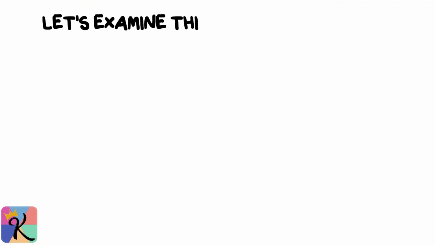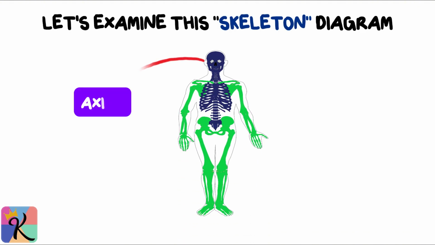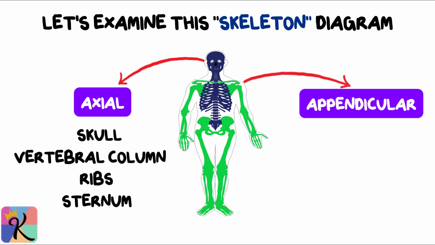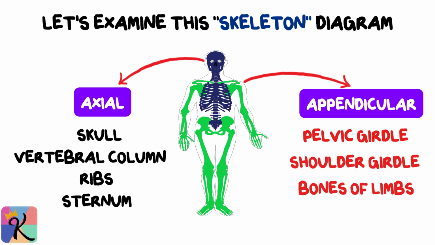Next, let's examine this skeleton diagram. The axial skeleton, colored in blue, includes the skull, vertebral column, ribs, and sternum. Meanwhile, the appendicular skeleton, highlighted in green, consists of the pelvic girdle, shoulder girdle, and all bones of the limbs. These diagrams visually represent the distinct divisions of our skeletal system, emphasizing how different regions and types of bones contribute to overall structure and function.